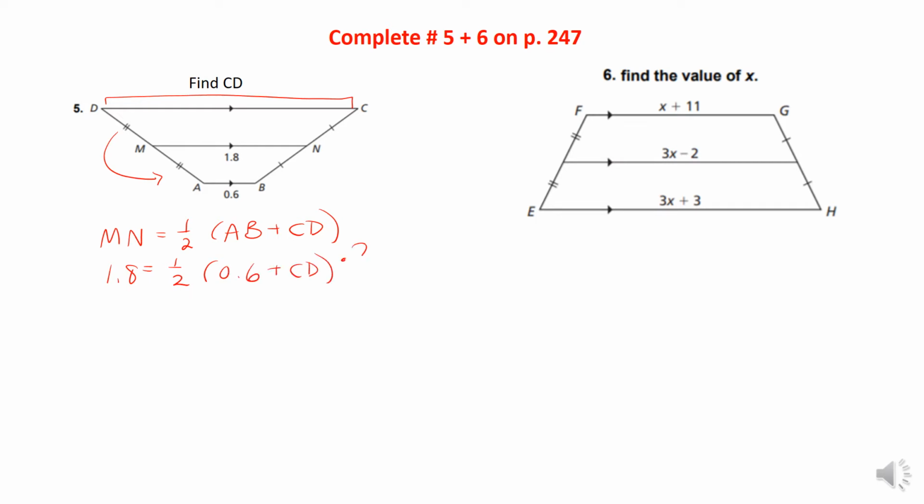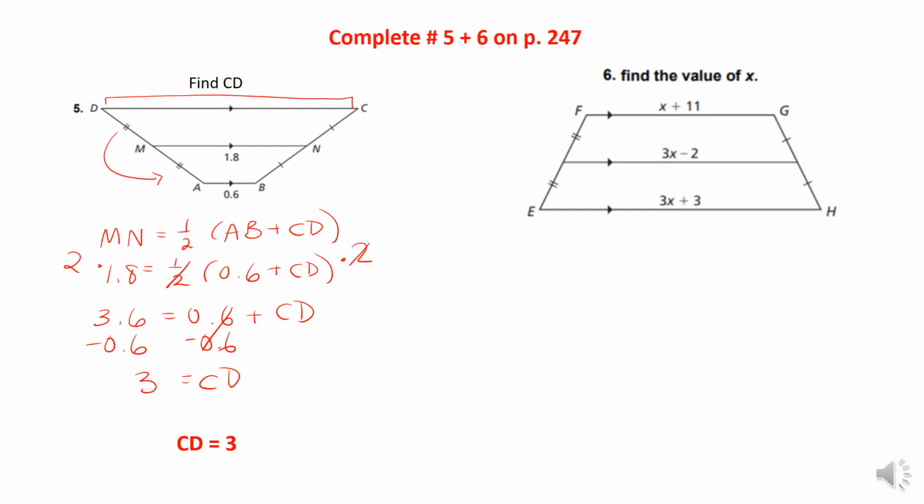I'm going to multiply both sides by 2 to get rid of that fraction. And I get 3.6 equals 0.6 plus CD. I'm going to subtract 0.6, and I get 3 equals CD. There you go. Okay, now I go to the second one.